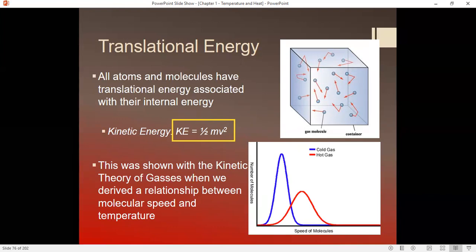Now think about this. When the gas is cold, all the molecules are pretty much moving at a slow velocity. So we have a low kinetic energy. As we heat it up and the temperature becomes greater and greater, this peak shifts to the right. The velocity is increasing, so the kinetic energy of everything is also increasing.